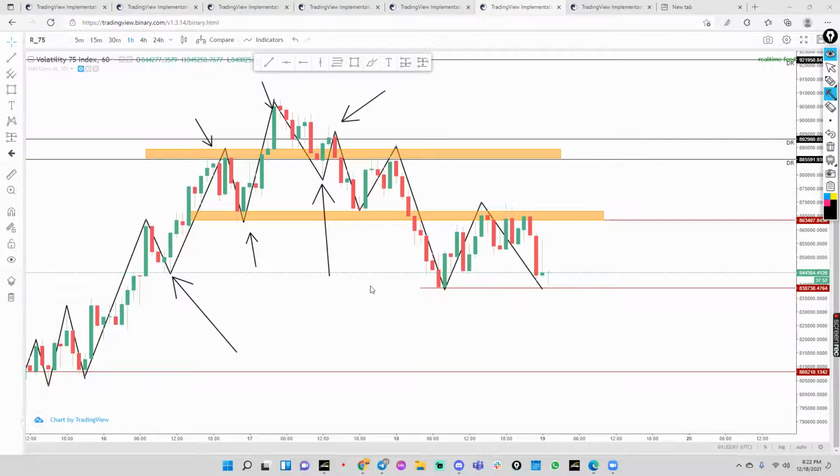We form a lower high, we get a lower low. So it simply means that at this point, the market is trying to change trend. We pull back, we form another lower high, and we push down and we form a lower low, because this low is lower than the previous right here.